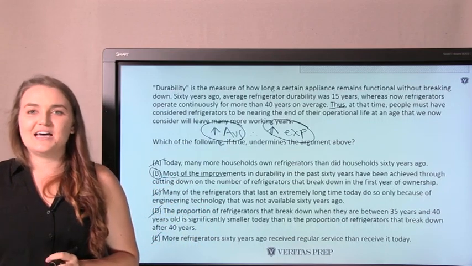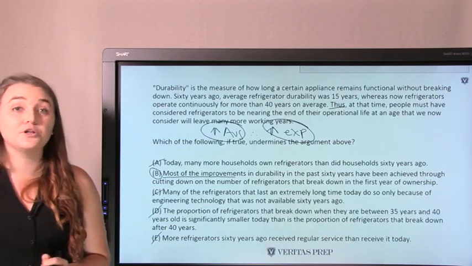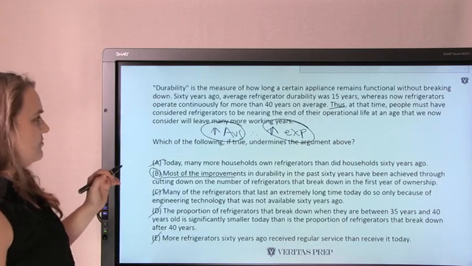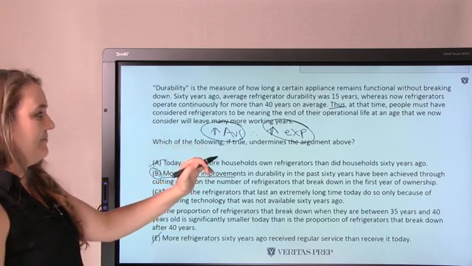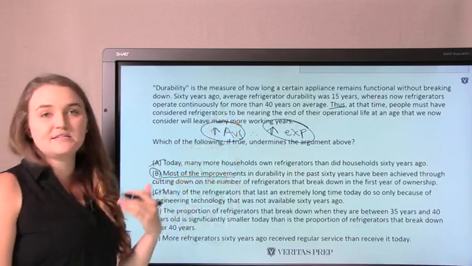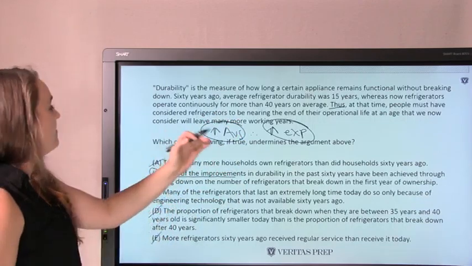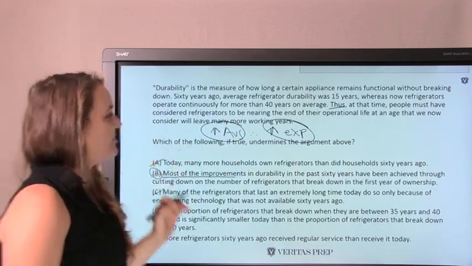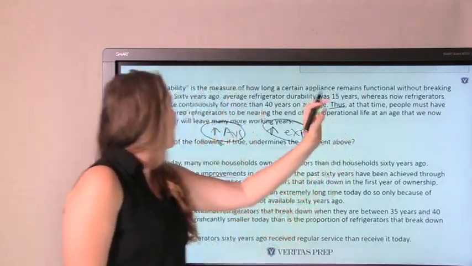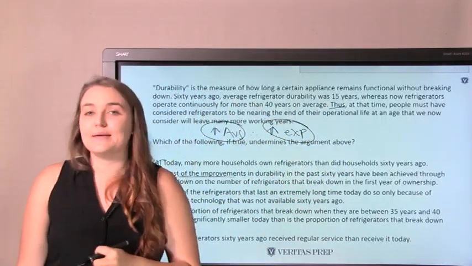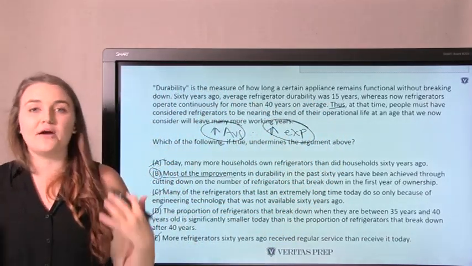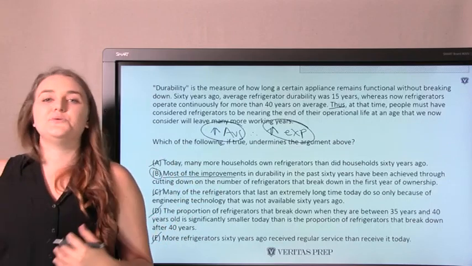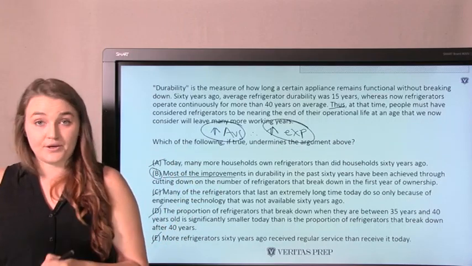So what does that time refer to in the conclusion? So, thus at that time being the 60 years ago, right? People must have considered refrigerators to be nearing the end of their operational life at an age that we now consider will leave many more working years. So it draws the comparison in the premise and then continues that comparison in the conclusion.